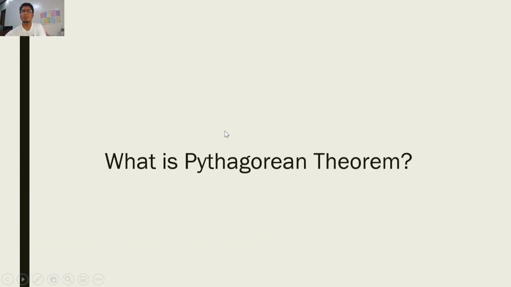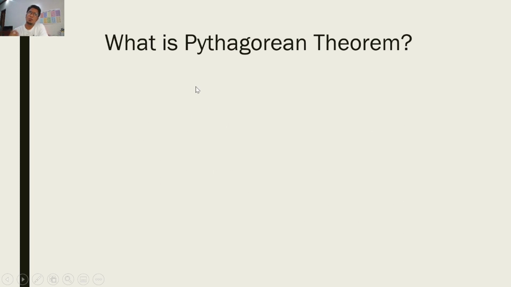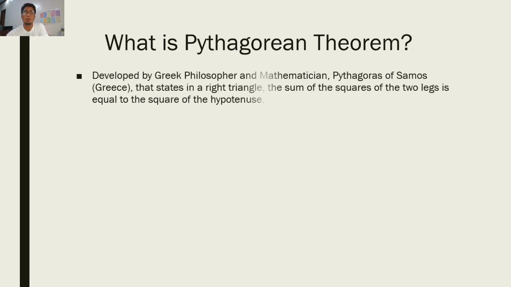Now, as I have told you, we will be talking about Pythagorean Theorem. So let us first ask, what is Pythagorean Theorem? This is developed by Greek philosopher and mathematician, who is that, Pythagoras of Samos. Where can we find Samos? Greece. So yung Pythagorean Theorem, kaya nga Pythagorean, nanggaling kay Pythagoras, sa kanya pinangalan, dahil siya nga yung naka-develop nito.